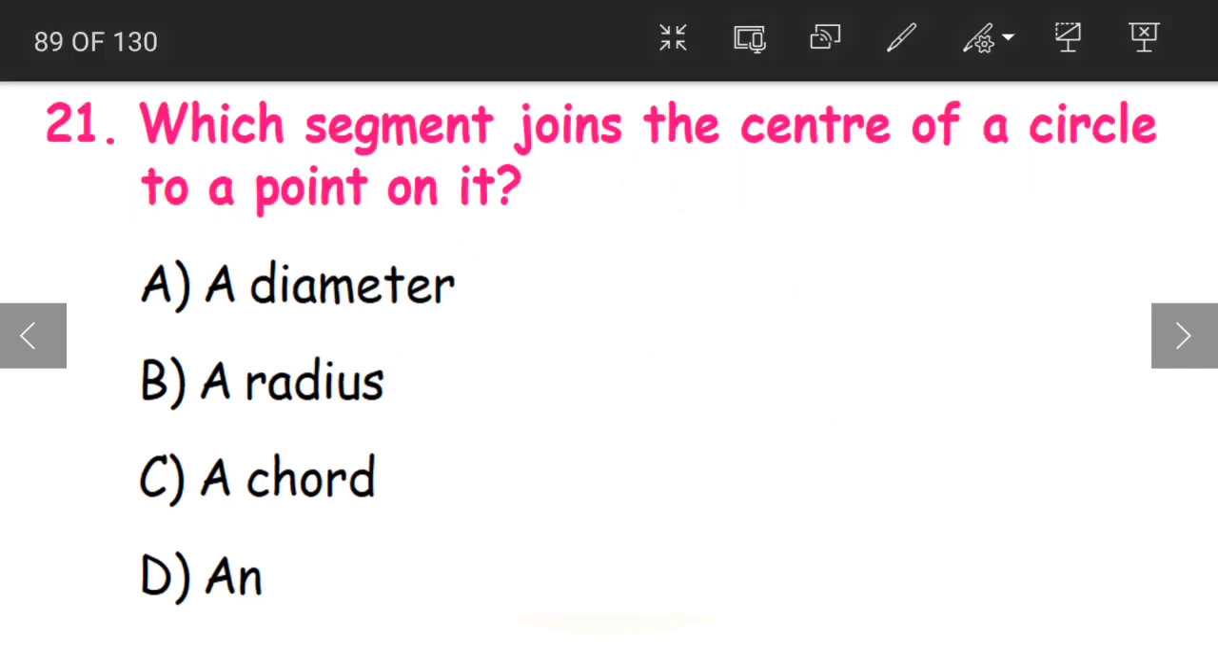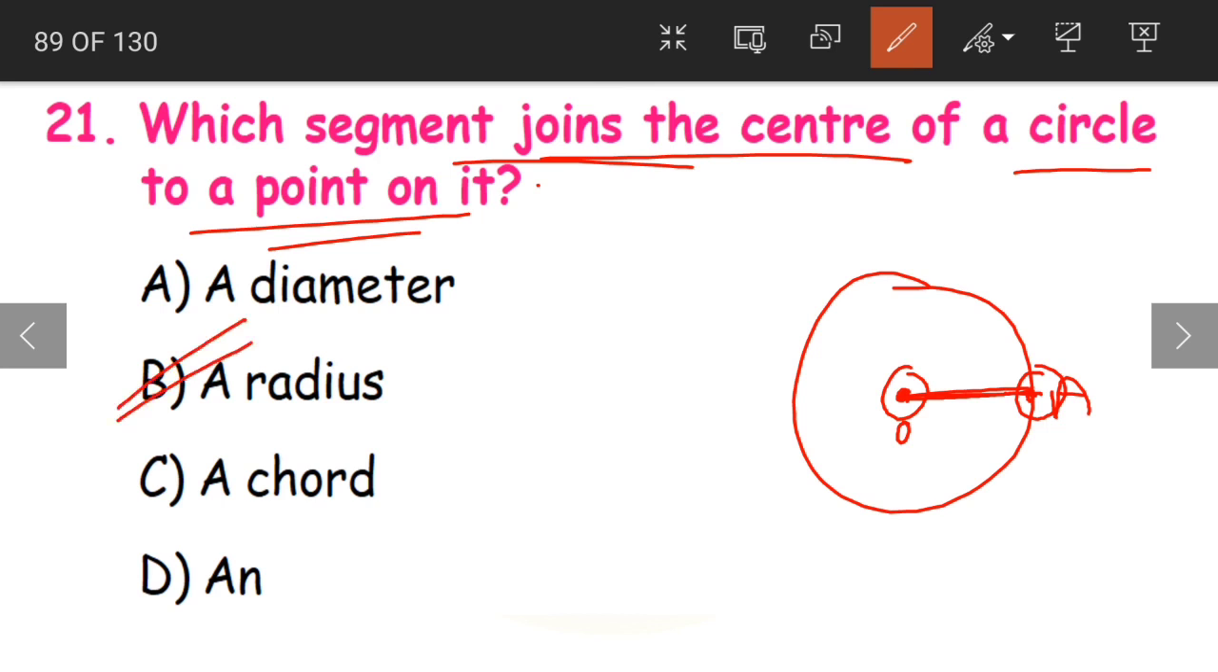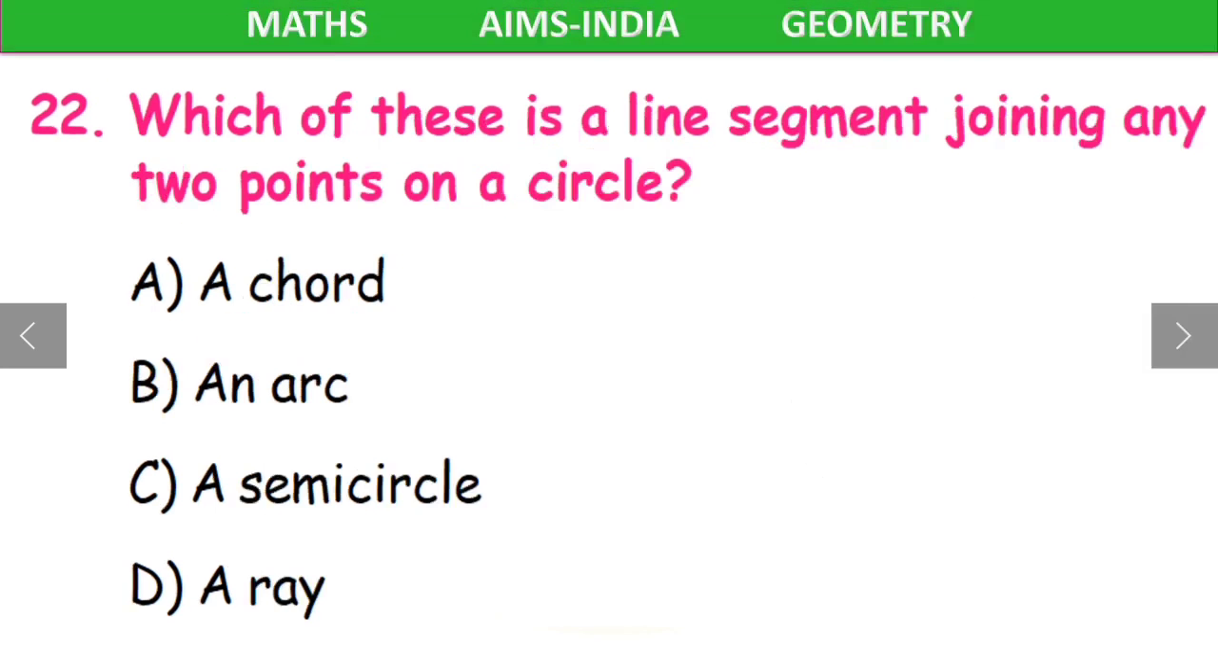Question 21. Which segment joins the center of the circle to the point on it? So this is our center of circle. So I am joining the center of the circle to a point on it. So I am joining it to a point on the circle. So what is this called as? OA, from the center to a point on the circle. It is called as radius. Yes, so option B is our correct answer.